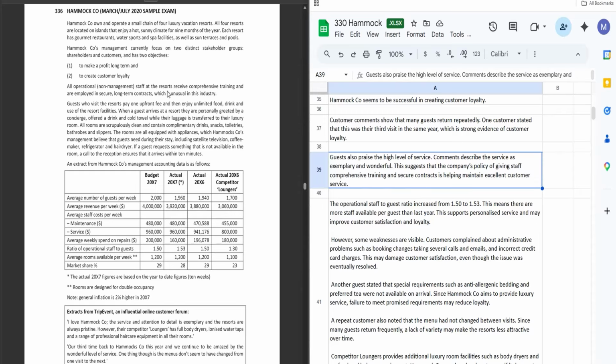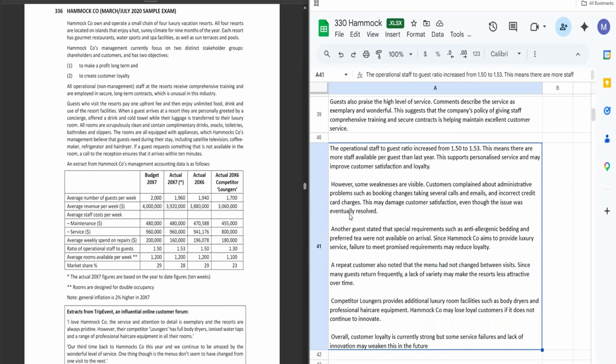Staff at the resort receive comprehensive training and are employed on secure long-term contracts, which is unusual in this industry. So that means this training has been effective for the company. How? Because guests are praising the level of service they have received from the Hammock company staff, and that means this training is supporting this, right? So I have explained this point.